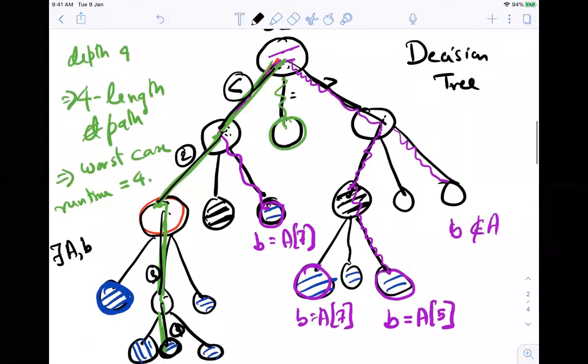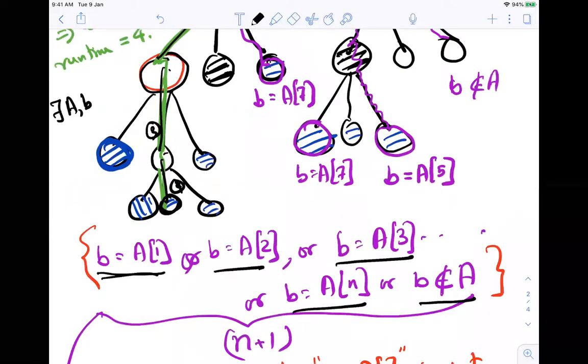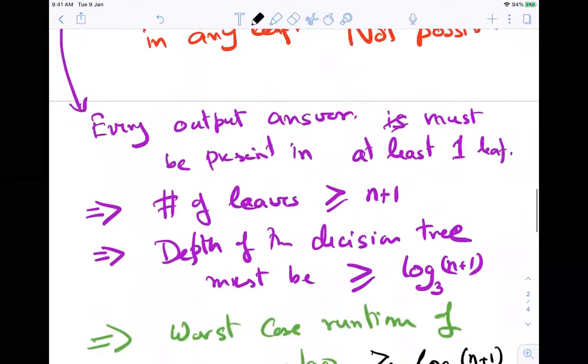I took any algorithm, okay? Give me your algorithm. You gave me an algorithm. I produced a decision tree out of it. The decision tree is based on the algorithm. Then I said that this algorithm should have one property, namely all these answers must be there in the leaves of your decision tree. So this is exactly what I did. Maybe I should write it again.